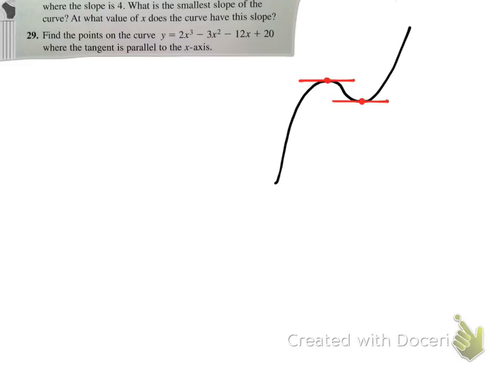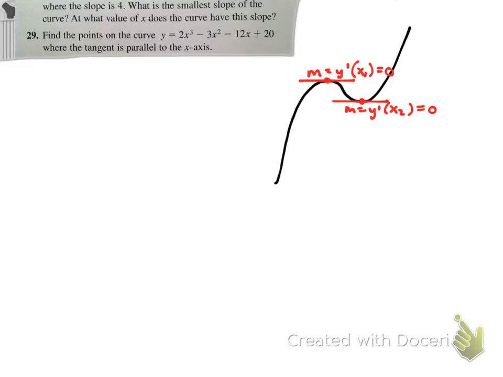Well, we know that the slope is y prime. We just have to find y prime of what? Let's call this x1, and we'll call this one over here x2. So we're going to have two places along the x-axis, two real numbers that will force the slope of the tangent line to be 0. And we know again, lines parallel to the x-axis, or horizontal lines, have a slope of 0.